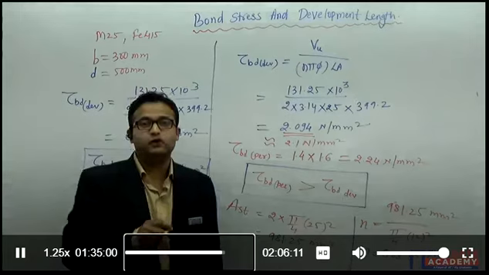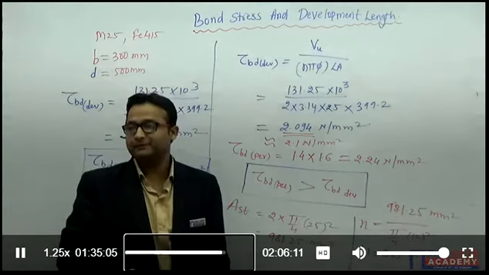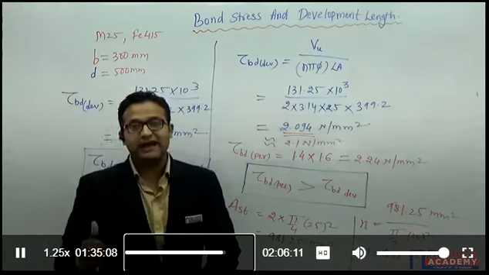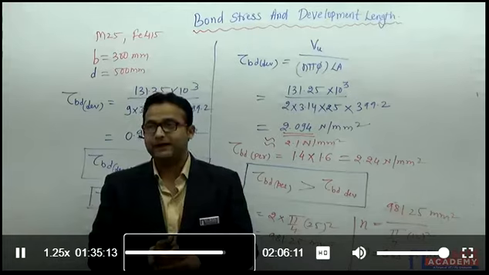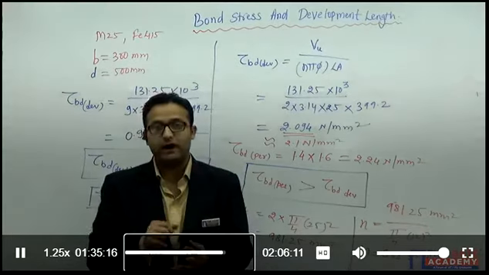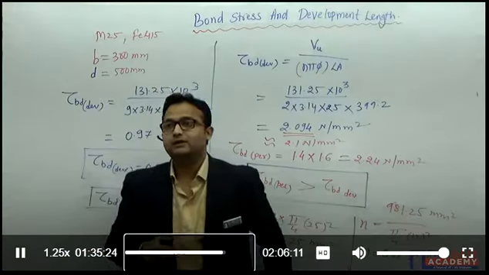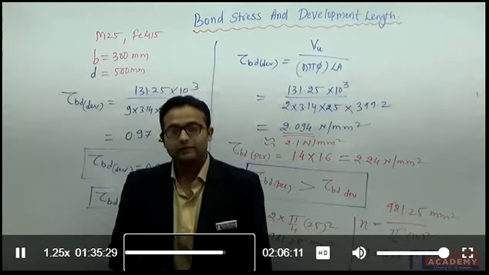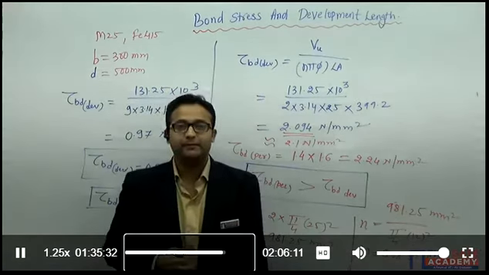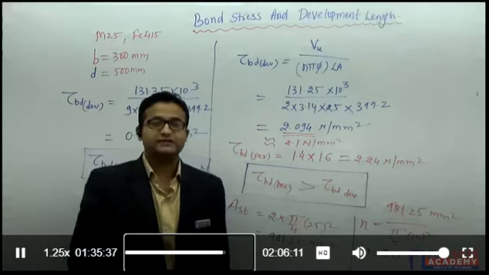GATE 2008. Please see your PPT. GATE 2008 for 1 mark. The concept is important. That's why I have solved this problem for you. Please give me the answer for this particular question. Yes, your answer is B. One student from Raipur gave the answer. Yes, it is correct. We are going to provide more number of bars with the lesser diameter, right? So in this way, we can control the bond stresses.